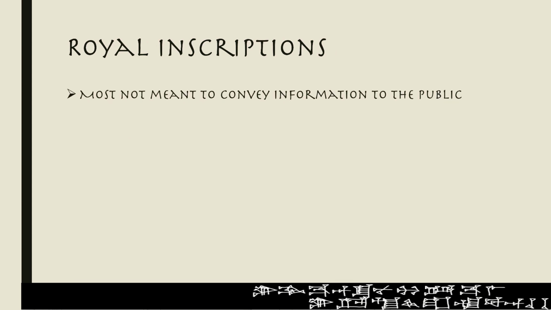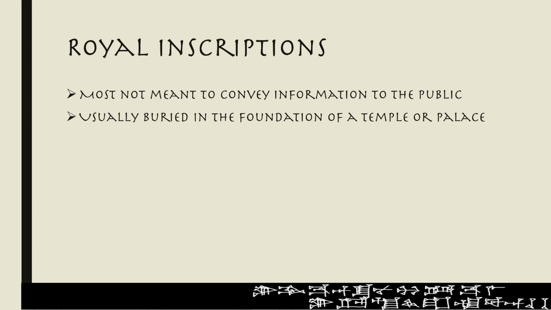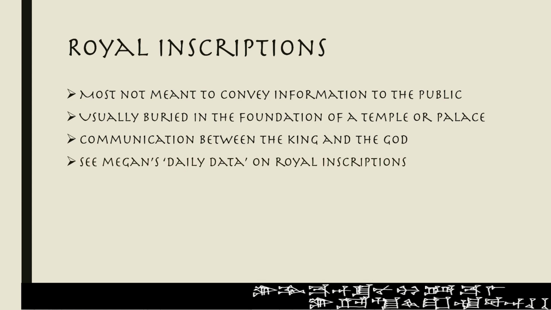One final genre of text that we need to look at are the royal inscriptions. Now, these were not meant to convey information to the general public. As a matter of fact, they were usually buried in the foundation, either of a temple or a palace. These were communications between the king and the god very often. If you'd like more information, you can see Megan's daily data linked in the description, on royal inscriptions. It's an excellent video.